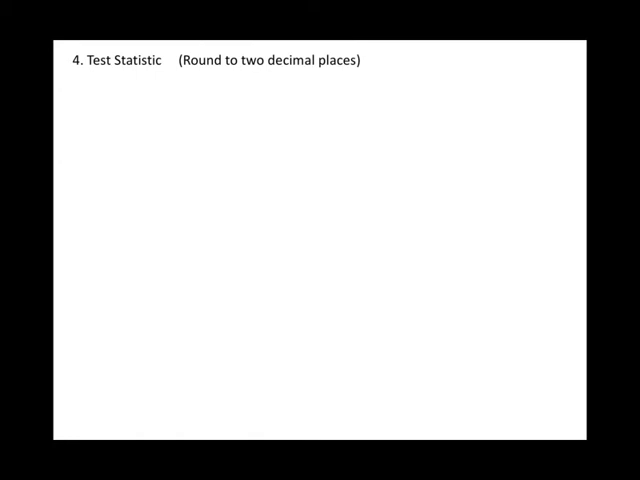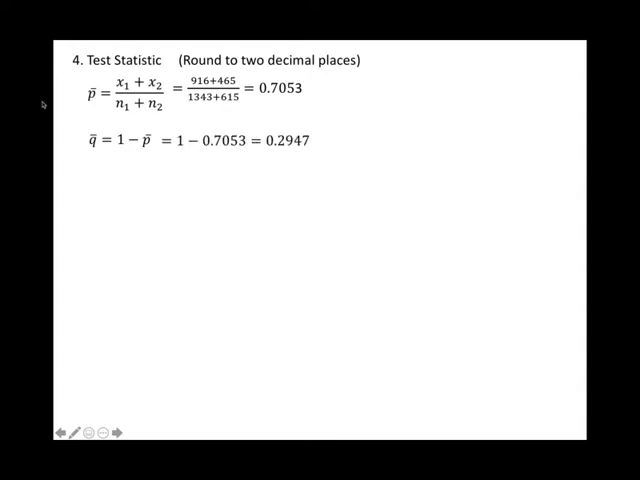Step 4, test statistic. So first, we try to find the pooled sample proportion of success. Plug into the formula and let me know what is your pooled sample proportion of success. Okay, check your work. Now find out the pooled sample proportion of failure. You should get this guy.